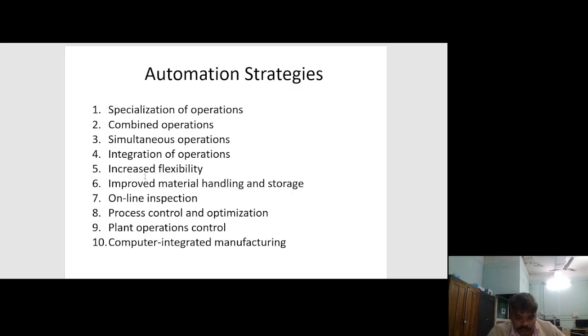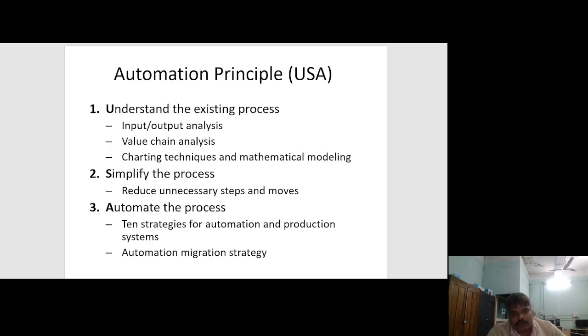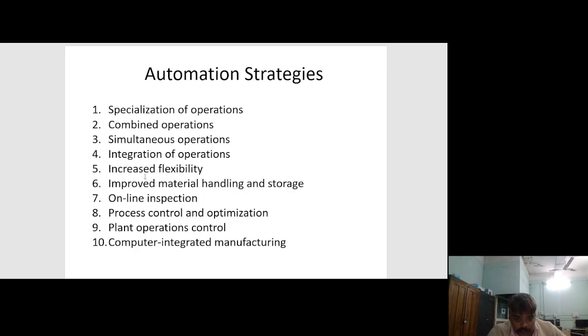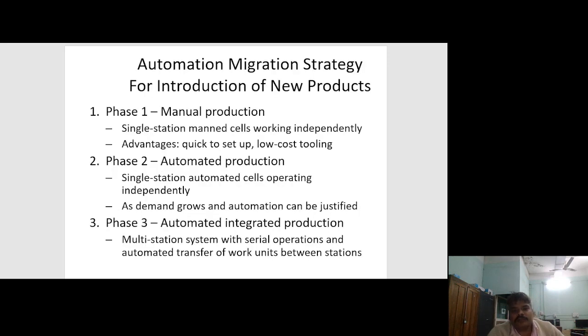So these are the 10 strategies for automation: specialization of operation, combined operation, simultaneous operation, integration of operation, increase flexibility, improve material handling and storage, online inspection, process control and optimization, plant operation control, computer integrated manufacturing. Automation migration strategy for introduction of new product.